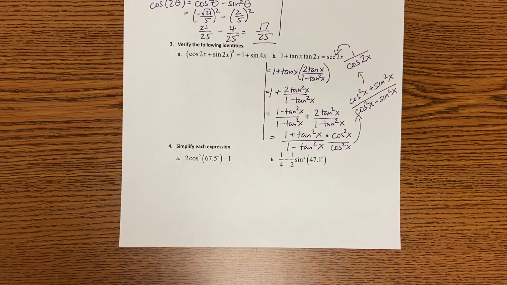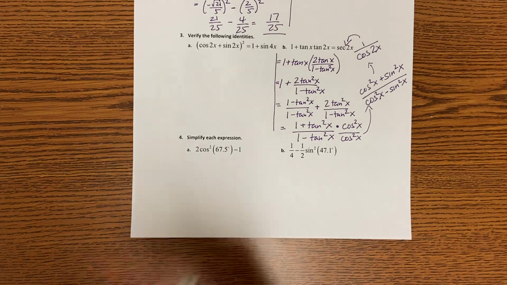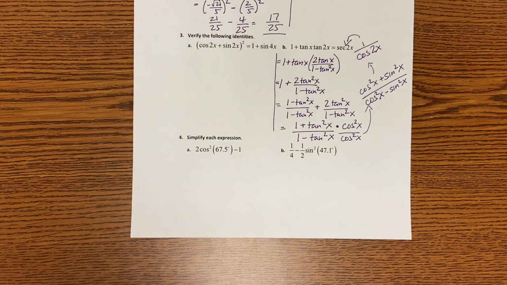We're in the middle of section 7.4, part 1. We are going to finish up double angle identities and then talk through the other half of 7.4, which is half angle identities as well. So simplify these expressions down below.